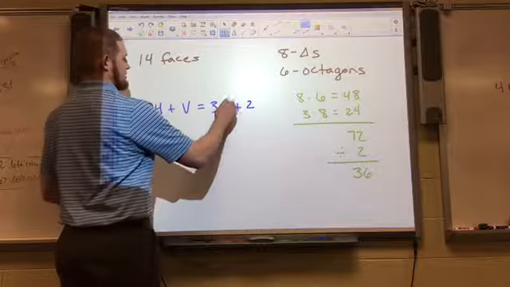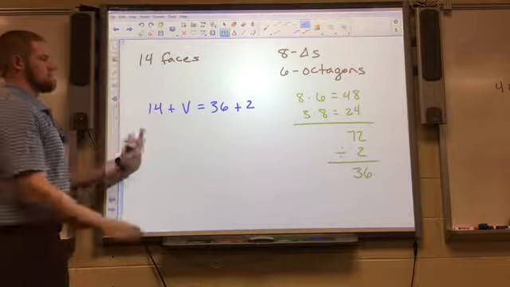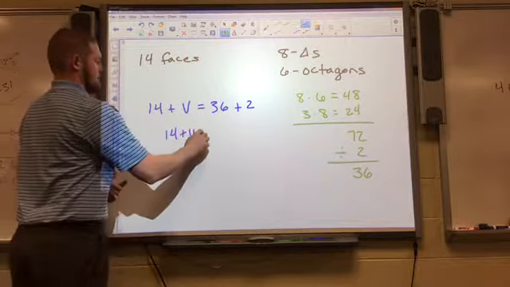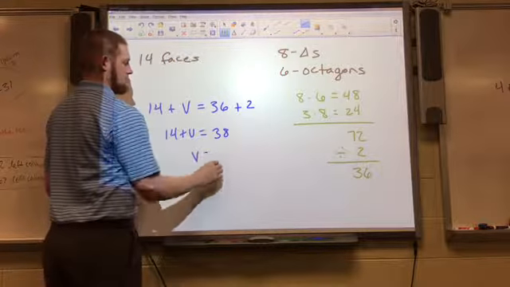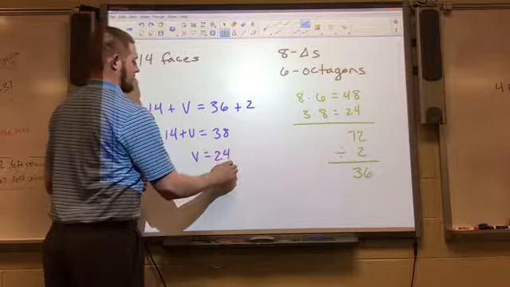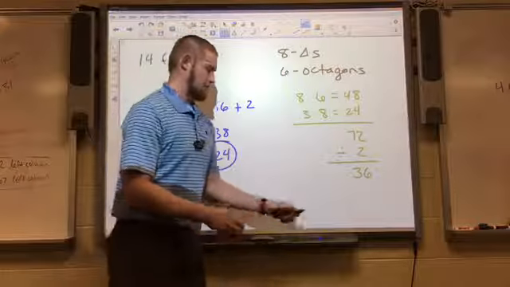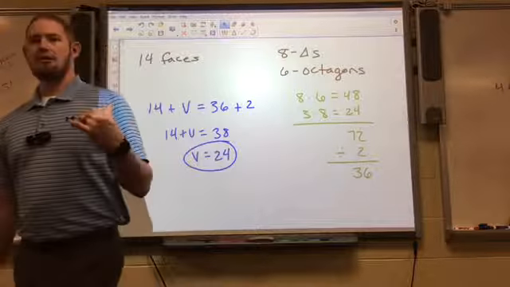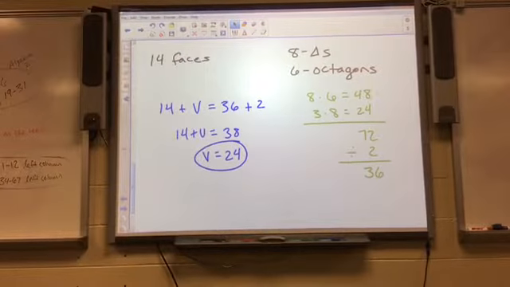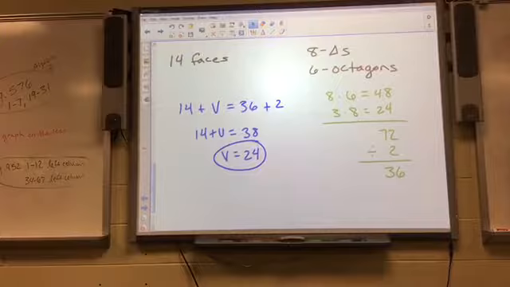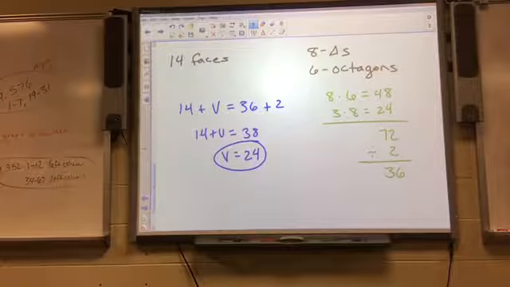So here I have 36. So I have 14 plus V equals 38. V equals 24. Good. So I have 24 vertices. Is that easier than sitting there and counting up all of the vertices? Yeah, probably about 20 times easier, right? And much faster.